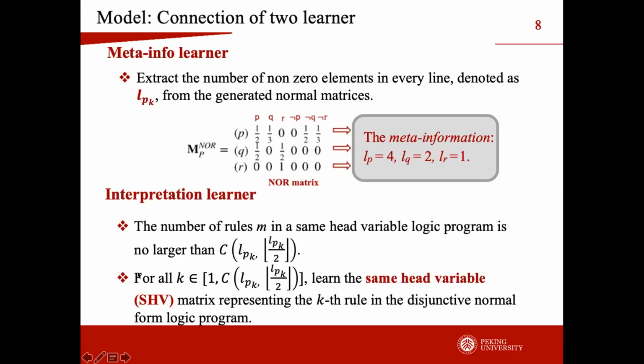A same-head-variable logic program is a logic program in which each rule has the same head variable. And in the interpretation learner, we use a learned same-head-variable matrix to represent the k-th rule in the disjunctive normal form logic program.